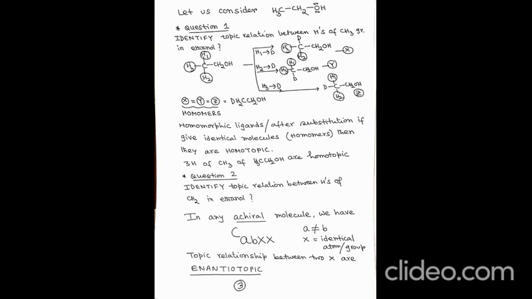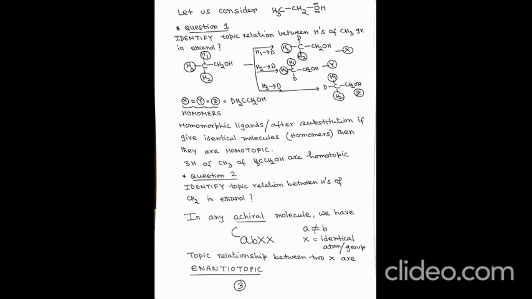Before establishing this, I would like to mention one thing: if a given molecule is achiral and atoms or ligands are attached to one carbon of CABXX type, where A and B are non-identical groups and X is the identical atom on which we have to find the topic relationship, then the topic relationship between the 2 X will come out as enantiotopic.